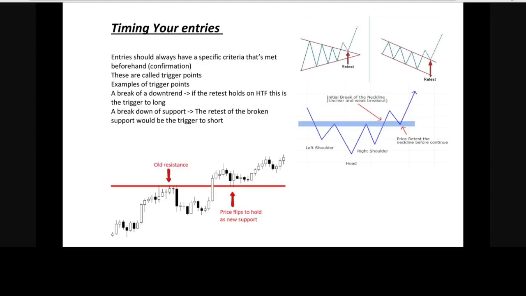So entries should always have a specific criteria that's met beforehand. They're called trigger points. An example of trigger points: a breakdown of a downtrend. If the retest holds on the HTF, this is the trigger to long. A breakdown of support, the retest of the broken support, would be the trigger to short.